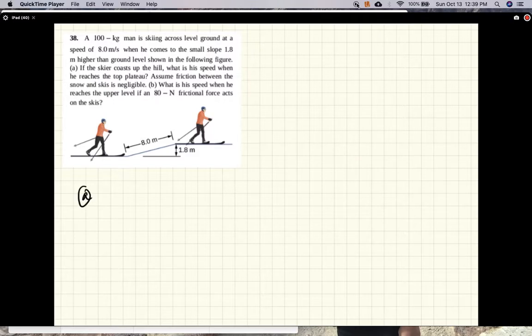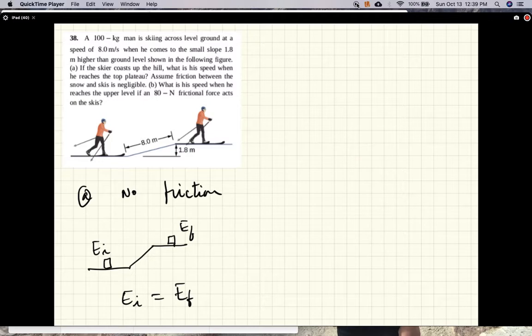Okay, for part A, no friction. And when friction is not present, so energy at this location, there's only conservative forces acting on it. Energy is conserved.